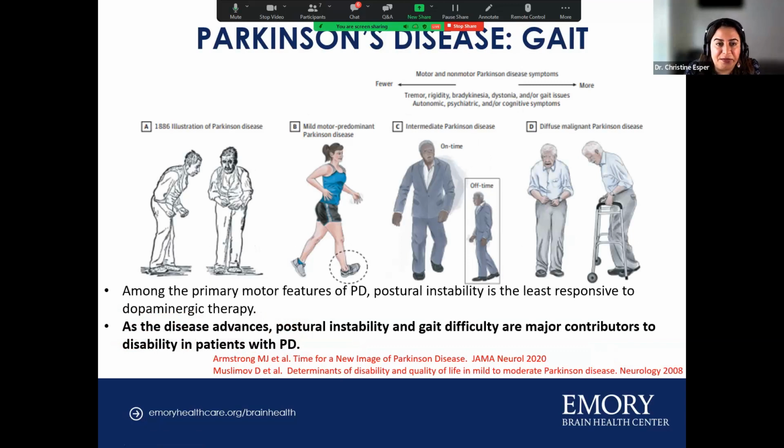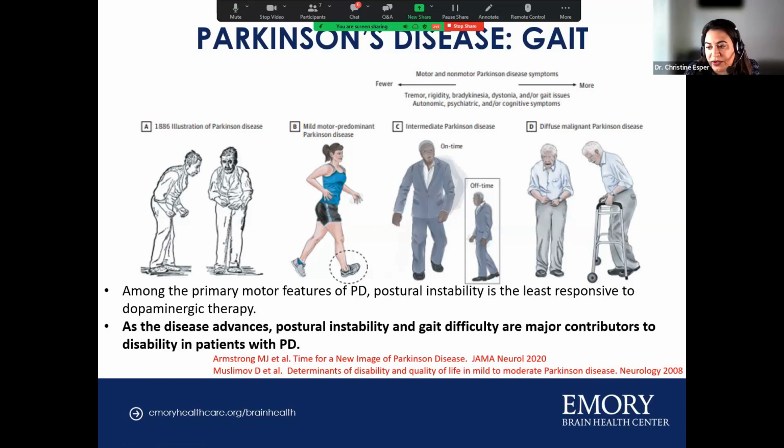Another great area of Parkinson's disease is gait. Here's a nice depiction of the progression of gait in Parkinson's disease. Here you have a woman exercising, with a little bit of inversion of the right foot, mild motor impairment. As it advances, now you have a patient who has more asymmetry, as you can see, and eventually a more advanced Parkinson's disease patient has the stooped posture and is now relying on a walker.